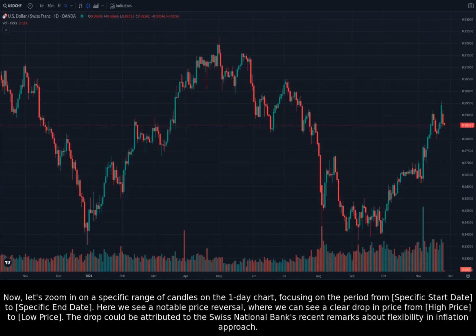Now, let's zoom in on a specific range of candles on the one-day chart, focusing on the period from specific start date to specific end date. Here we see a notable price reversal, where we can see a clear drop in price from high price to low price. The drop could be attributed to the Swiss National Bank's recent remarks about flexibility and inflation approach.